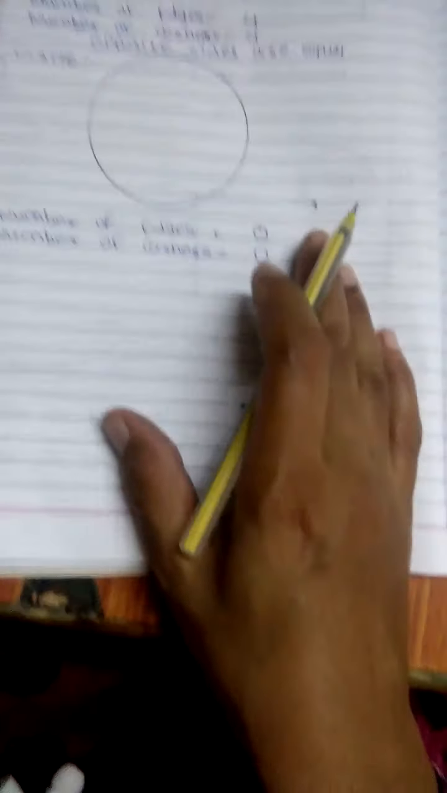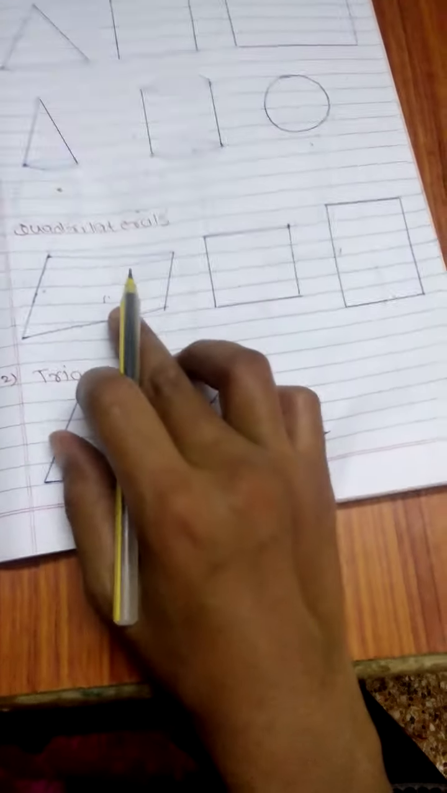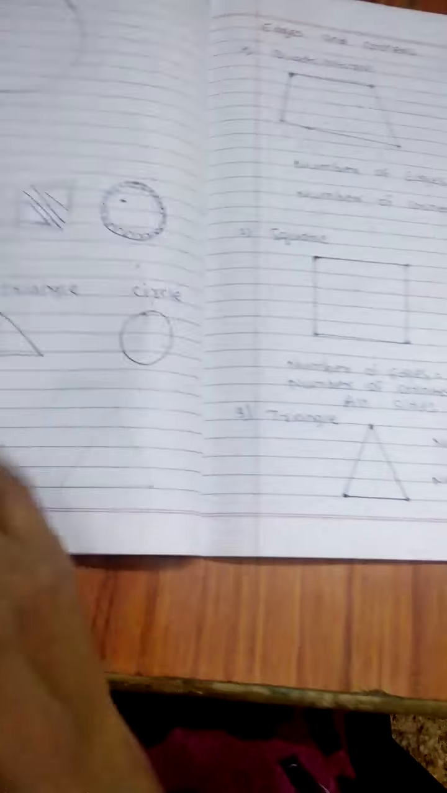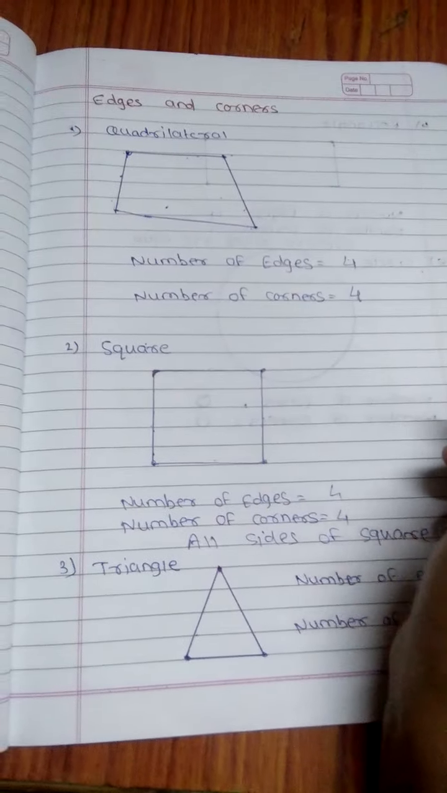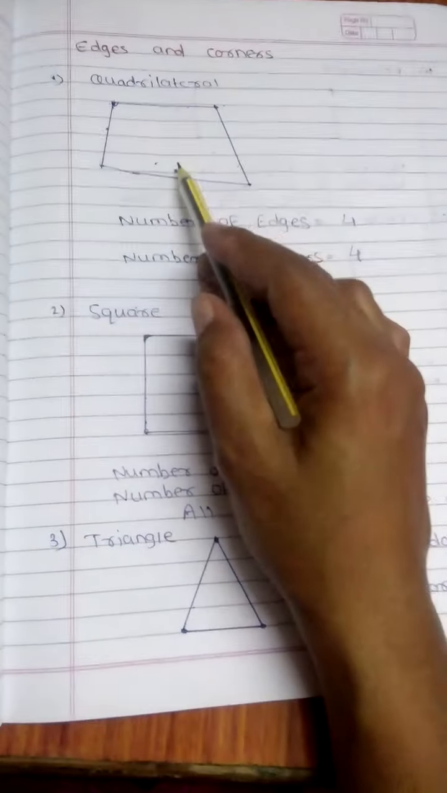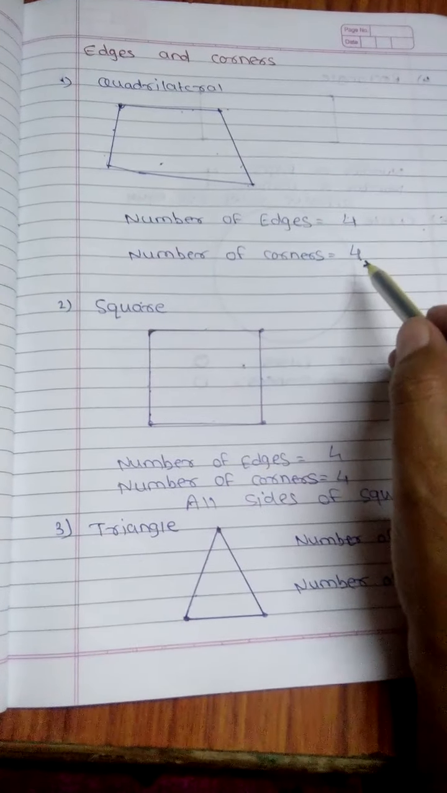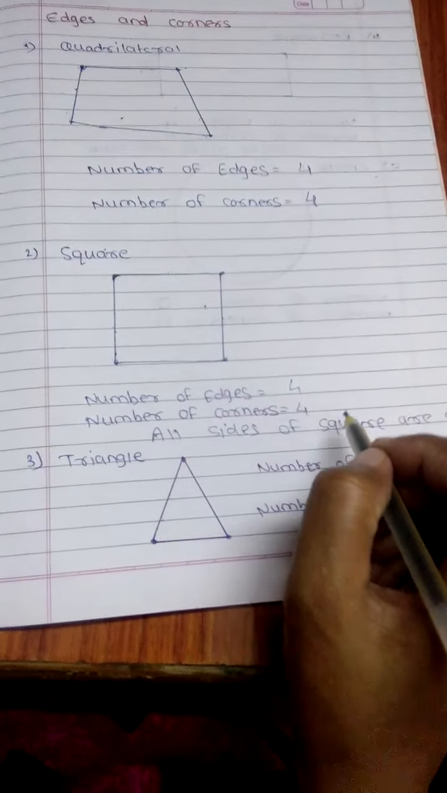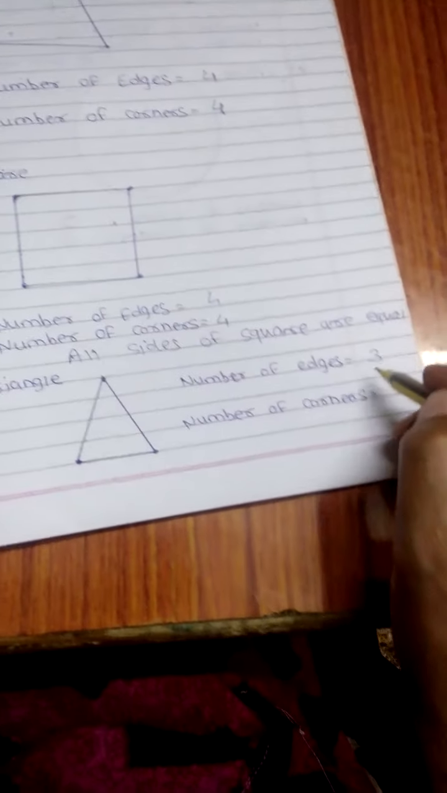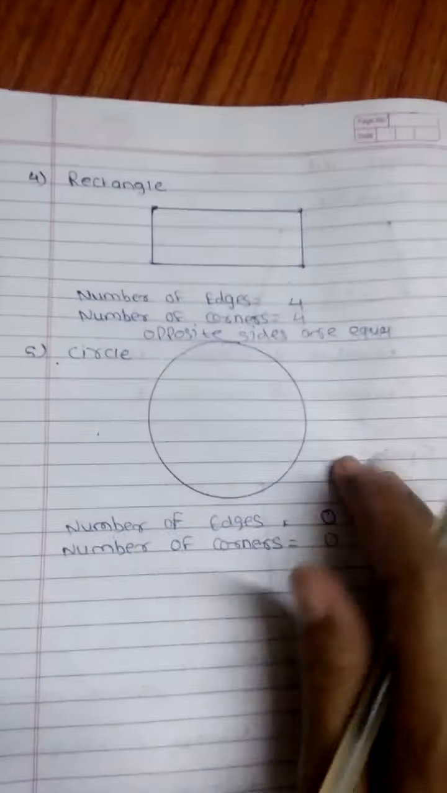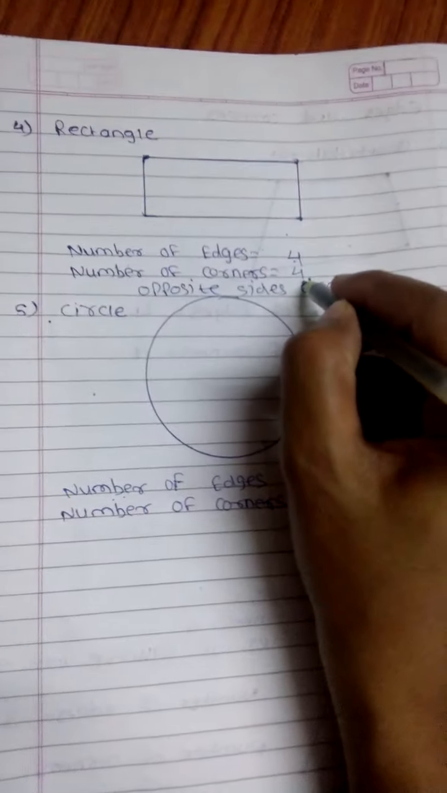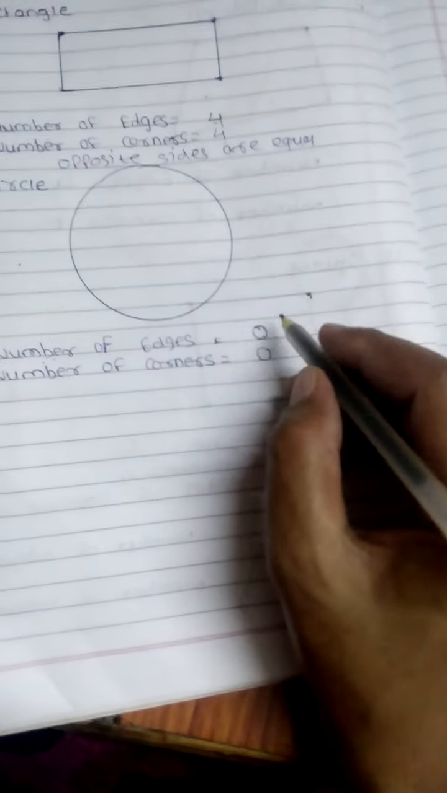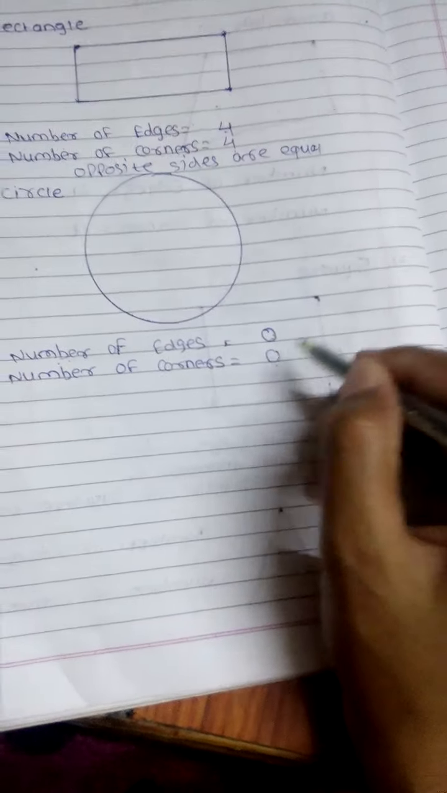In this lecture, we studied the geometrical shapes, that is quadrilateral, triangle, circle and the edges and corners of these geometrical figures. The first is quadrilateral. Quadrilateral has 4 edges and 4 corners. Square has also 4 edges and 4 corners. Triangle has 3 edges and 3 corners. Rectangle has 4 edges and 4 corners. Circle has 0 edges and 0 corners.